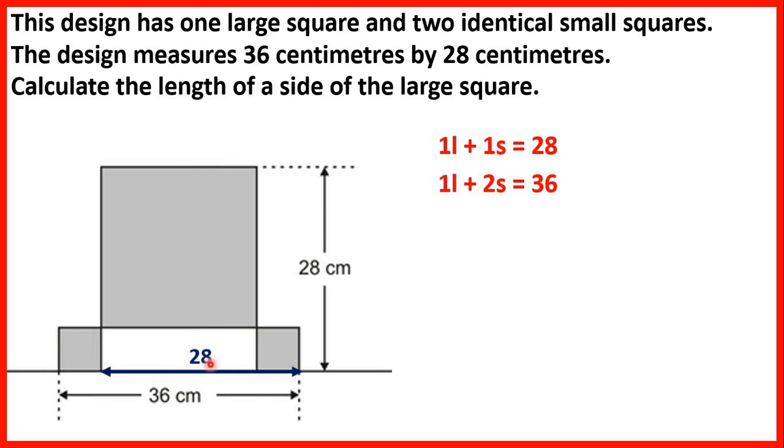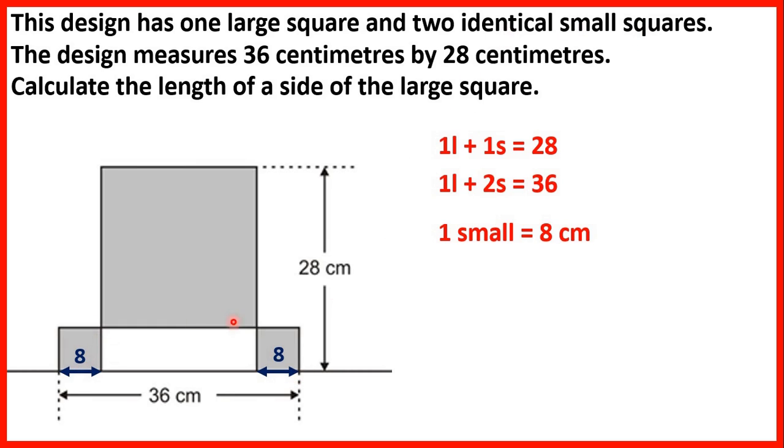So we have 28 plus an extra small square is 36. Now 28 plus 8 is 36, so the length of 1 small square must be 8 centimetres. This second statement we've written is 8 larger, and all that's different about it is that it has 1 extra small square. So if we know that this length is 8, the other length of the small square will be 8 as well, because the small squares are identical.